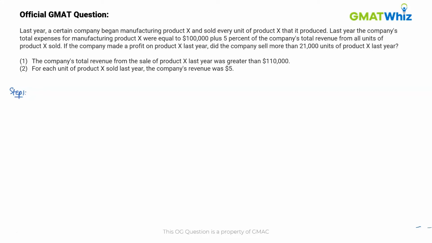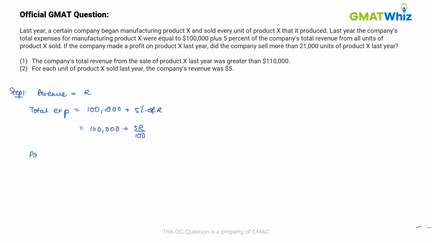Now, let's assume the revenue to be equal to R. Then, according to the statement of the question, we have the total expenses to be equal to 100,000 plus 5% of R. This is equal to 100,000 plus 5R by 100.